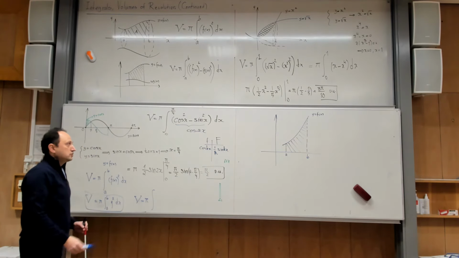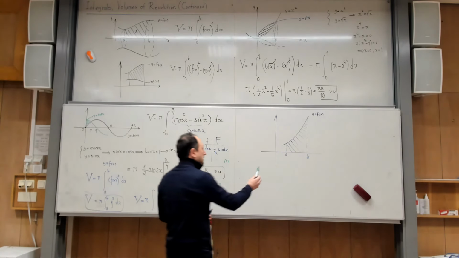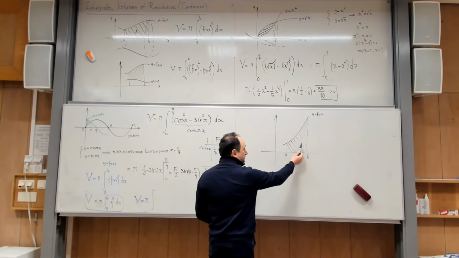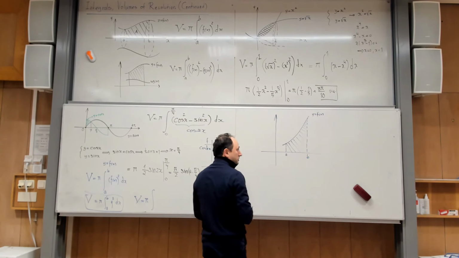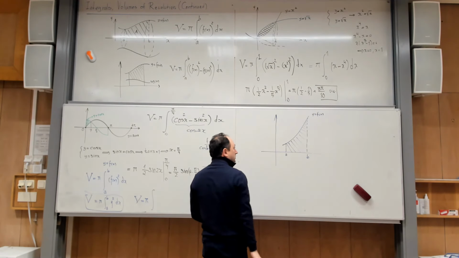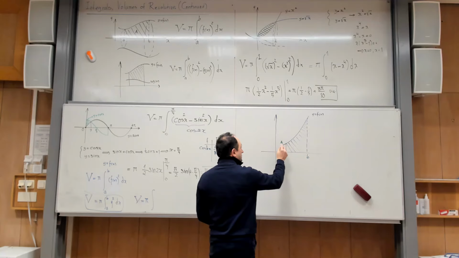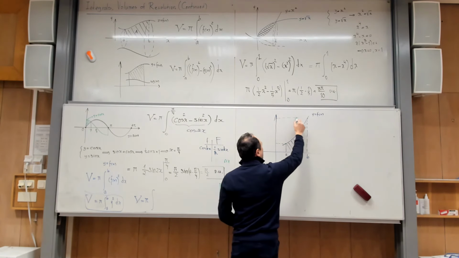Now, I want to rotate an area about the y-axis. So what does it mean? Not this area, by the way. You will not study this. It is in the book, but it is only for further studies. I am not rotating this area about the x-axis, but about the y-axis. What I am doing is considering this area again.